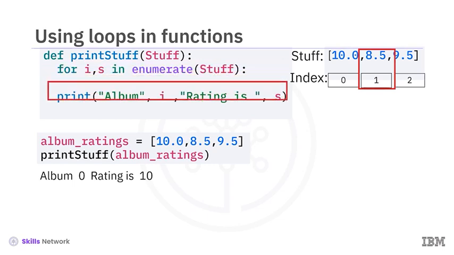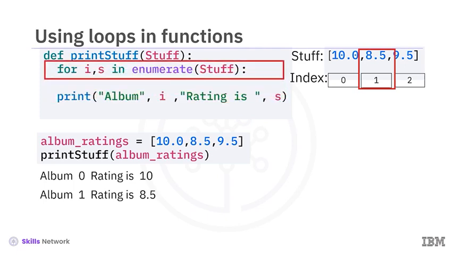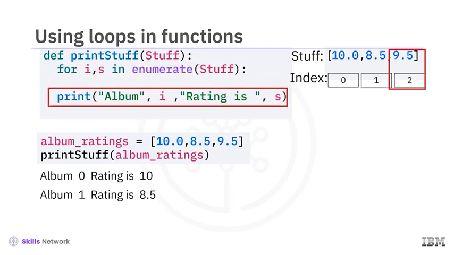The print statement is reached. Similarly, the next values of the list and index are printed. The process is repeated. The values of I and S are updated. We continue iterating until the final values in the list are printed out.